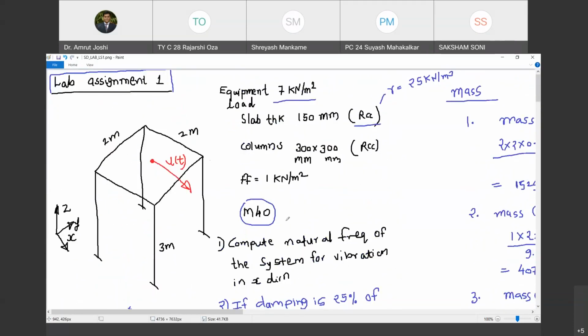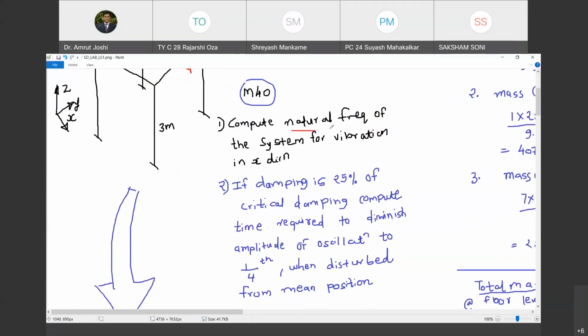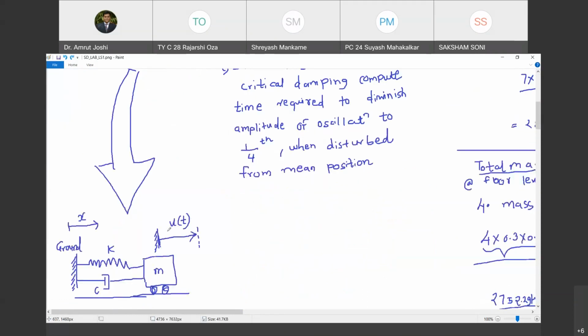And now we are interested in dynamic properties of this system, as in we need to calculate its natural frequency, and then there are certain things given in question 2. So we are going to do that. But for that we need to characterize this single degree of freedom system.